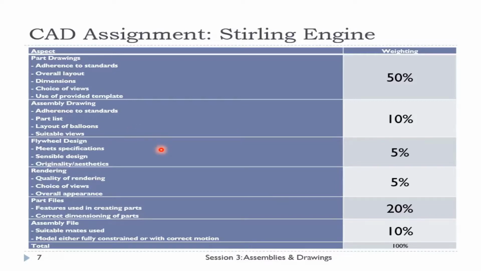Your flywheel design would only take 5%. You must ensure that your design meets the specification. You should come up with a sensible design. You must ensure that your part can be physically made using any sensible manufacturing method that would make sense to you. And you should also ensure that you come up with an original and aesthetic design.